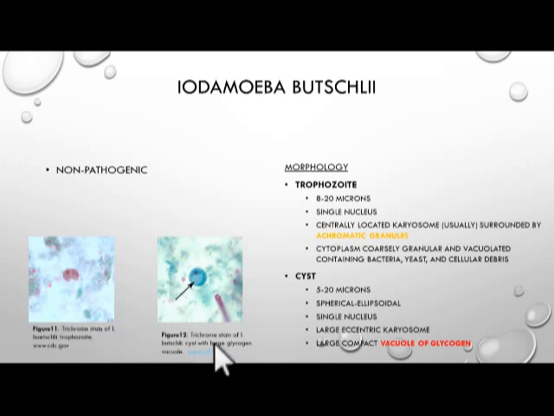On the right here, we have a cyst, which measures 5 to 20 microns with a spherical ellipsoid shape, a single nucleus, a large eccentric karyosome, and a large compact vacuole of glycogen. That is a very distinguishing characteristic of Iodamoeba bütschlii. In the cyst stage, you get this vacuole of glycogen.